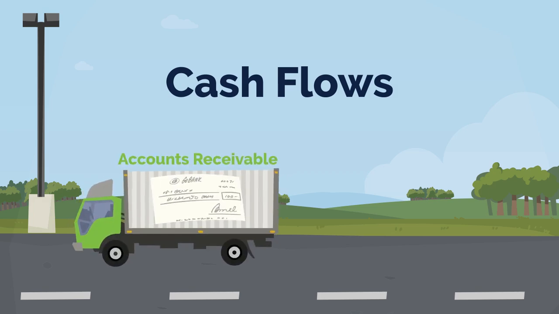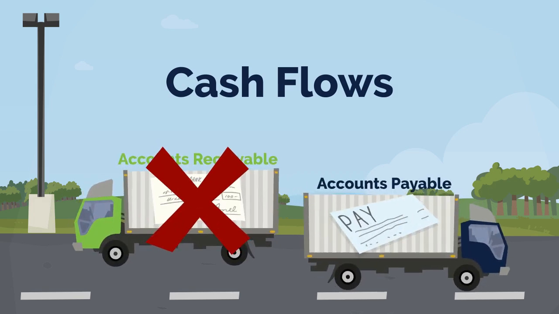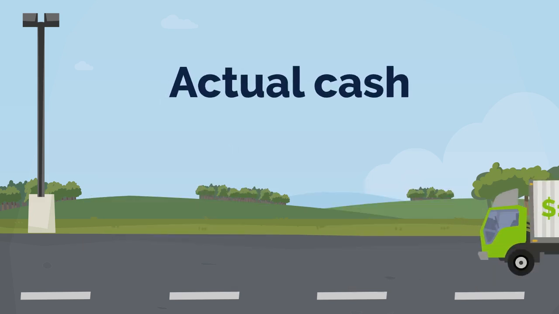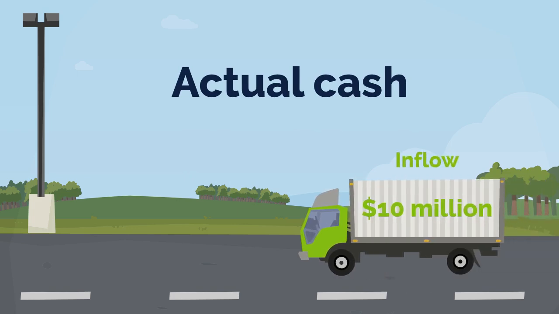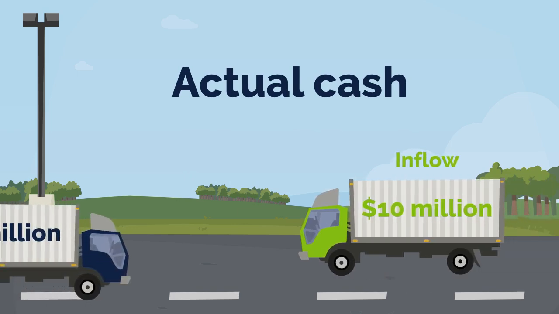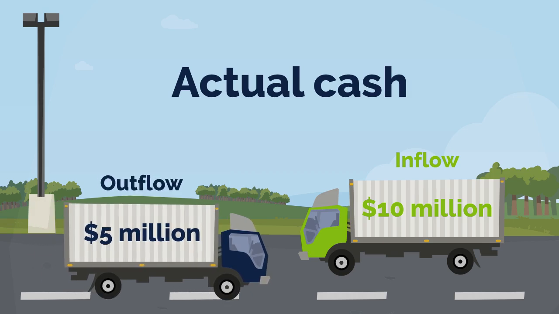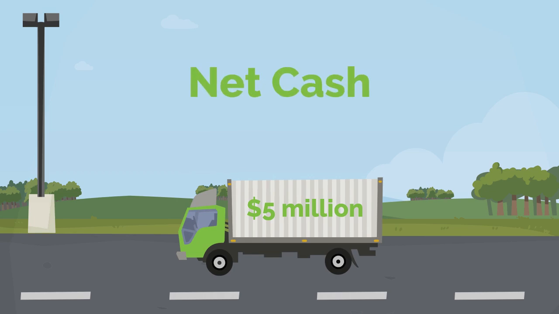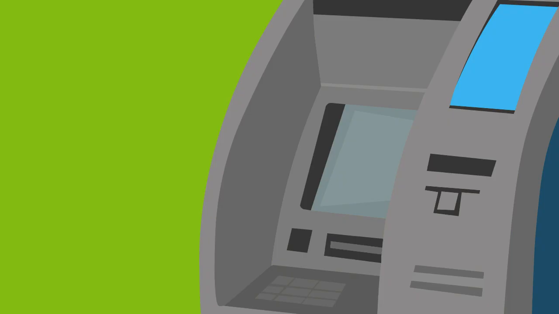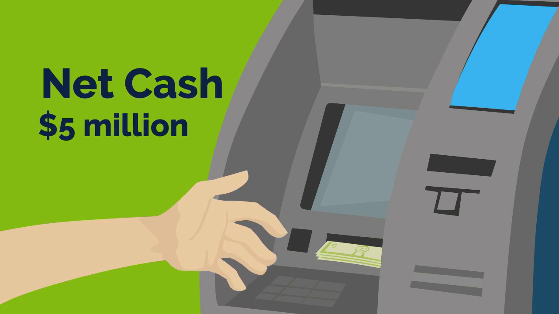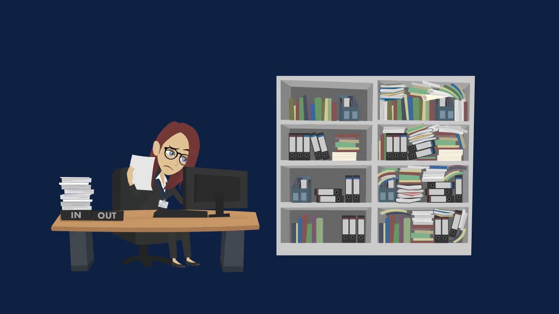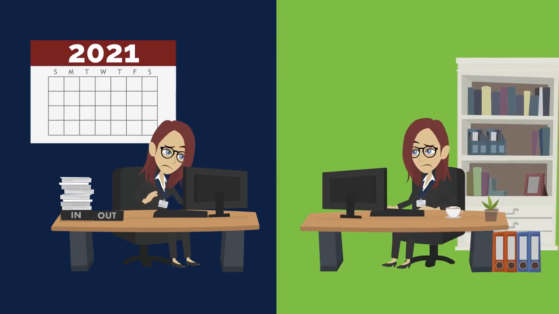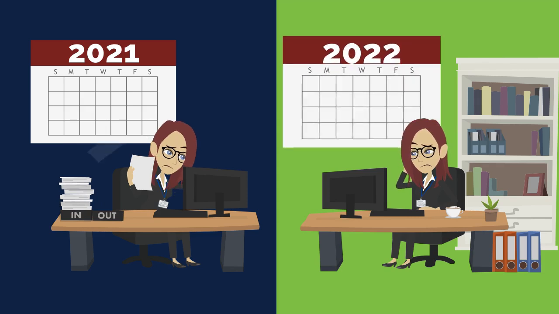If accounts receivable from revenues was not yet received, and accounts payable from expenses was not paid yet, actual cash left at the company is cash inflow of $10 million minus cash outflow of $5 million, which equals $5 million net cash. This is because most revenues and expenses affect net income and cash flow of the same year, while some revenues and expenses affect net income and cash flow in different financial years.